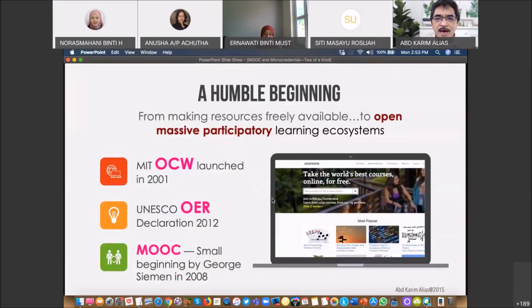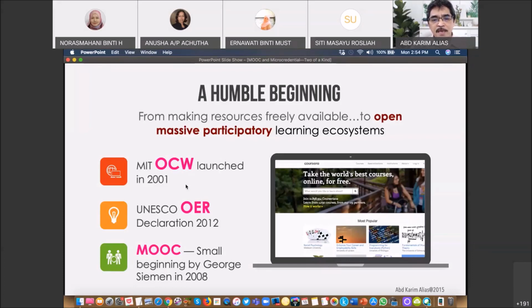So it started with a humble beginning from making resources freely available by MIT OpenCourseWare in early 2000. At the same time, UNESCO, through the agenda of education for all, were looking at the best possible way to realize open education for all. So they were championing the Open Educational Resources, or OER.